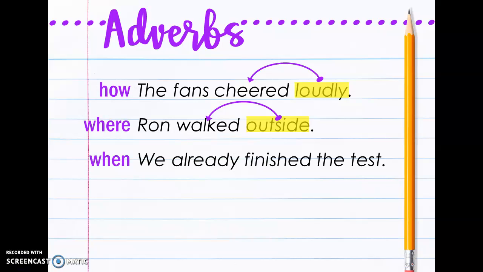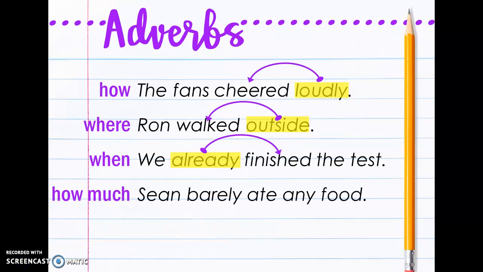Adverbs can tell us how much. Sean barely ate any food. How much did he eat? Barely. Adverbs can tell us how often. I always brush my teeth. How often do I brush my teeth? Always.